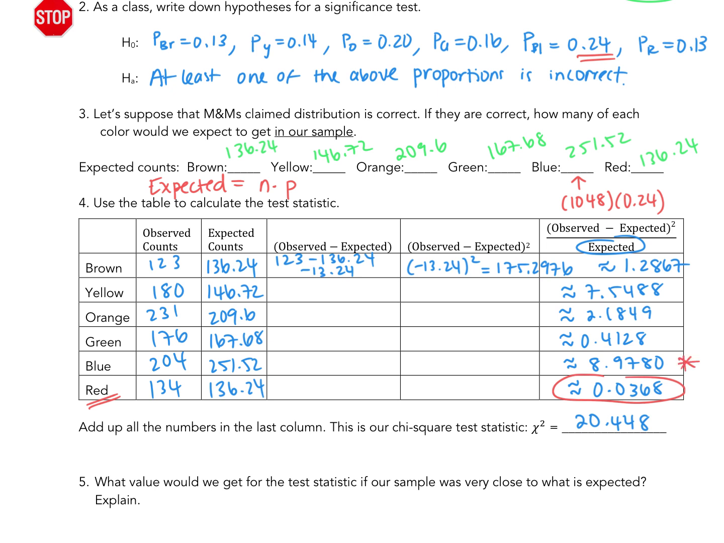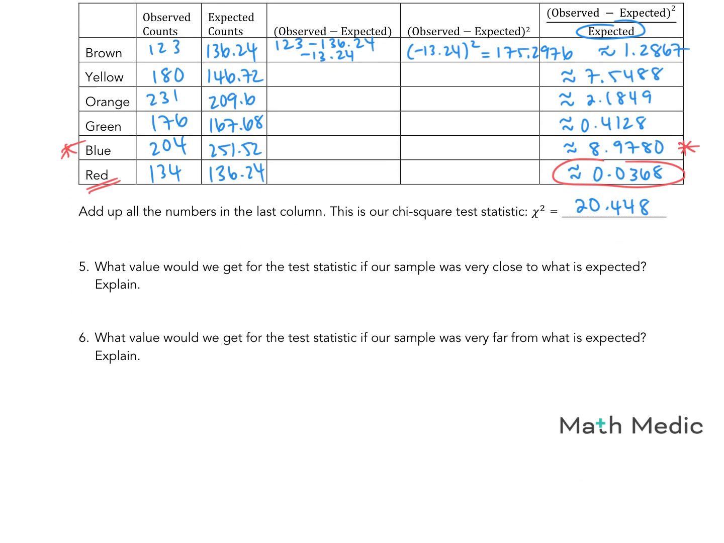Why is the one right above that, blue, so big? So in the context of the M&Ms, why is the blue value large? Michaela, thank you. There's a big difference between observed and expected. Okay, really big difference between what we expected to happen and what actually happened. We good so far? Now that we have that test statistic, we need to calculate our p-value.